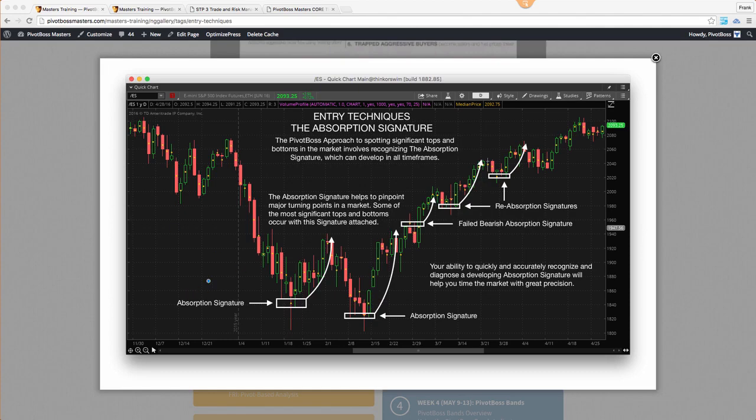So when it comes to engaging and executing an absorption signature, sometimes you just have to know, are you higher time frame, lower time frame, what's going on, and then know how you want to engage it. But a retest entry right at the midpoint is oftentimes the best.